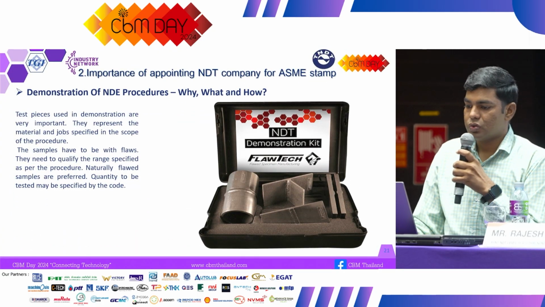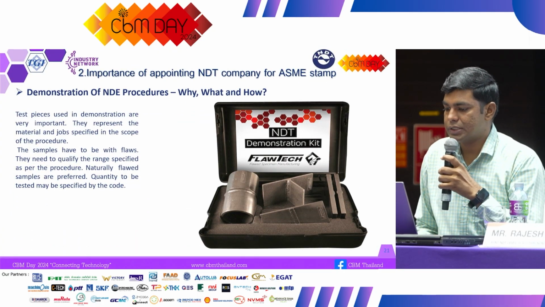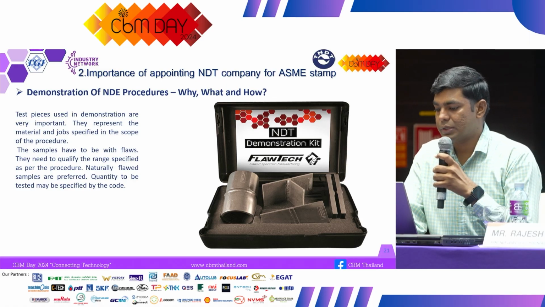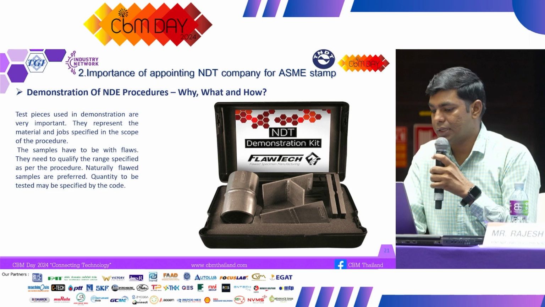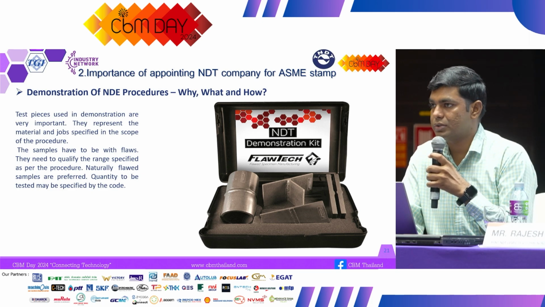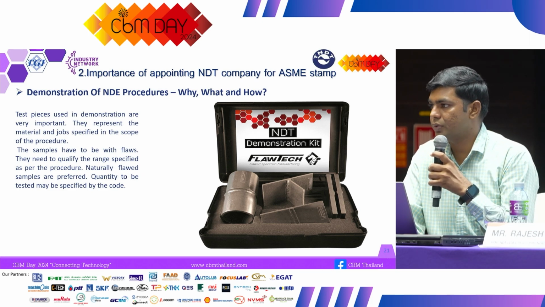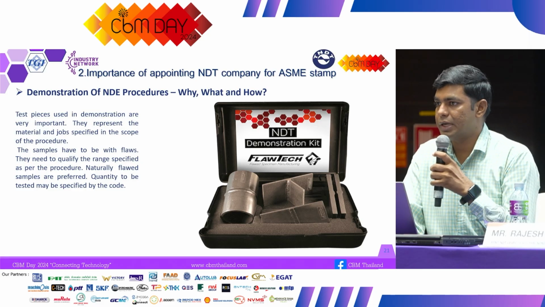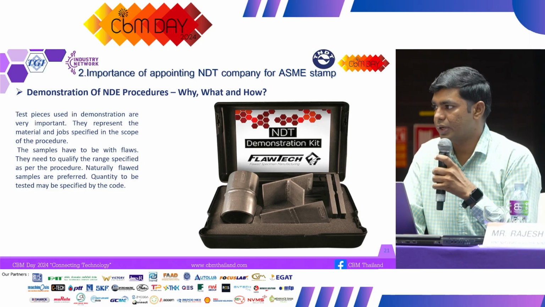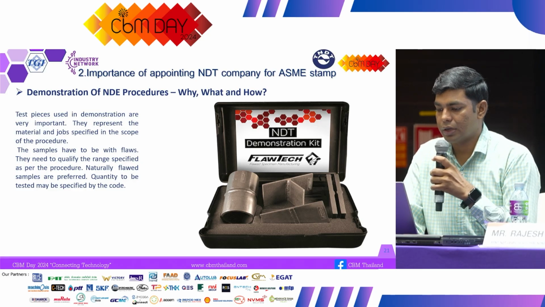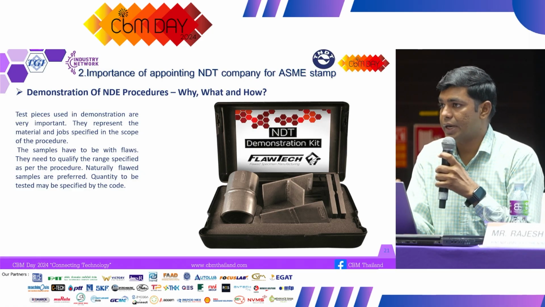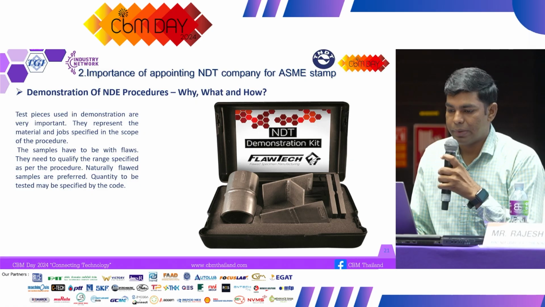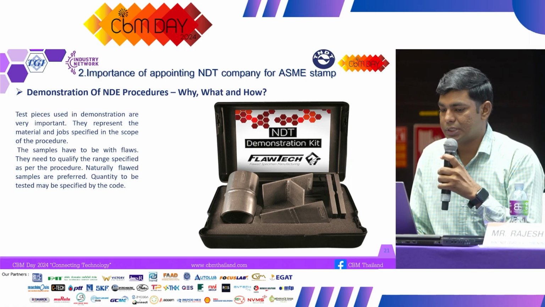So how do we make a demonstration? Before the demonstration, we have specimens with flaws. Inside these they have flaws with set dimensions: cracks, lack of fusion, lack of penetration, and other indications. We can order them artificially from flaw-specimen companies. They prepare these specimens with characterization and identified locations. So making test pieces for the demonstration is very important.